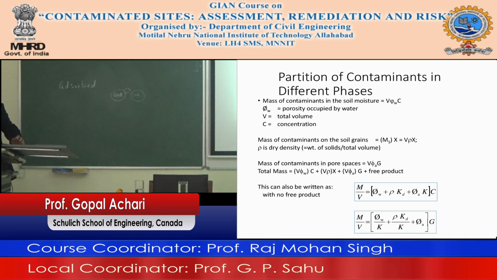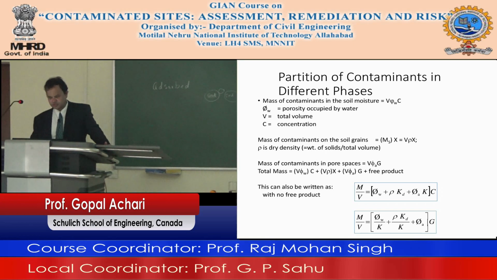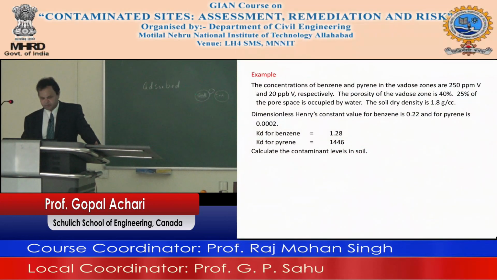So this is an example of a problem again. The concentration of benzene and pyrene in the vadose zone are 200 ppmV and 10 ppbV. Porosity in the vadose zone is 40%. 25% of the pore space is occupied by water. Soil dry density is 1.8 grams per cc. Calculate the contaminant levels in soil. This is in your notes. You should be able to solve it. You have it in your notes, right? So try solving it.